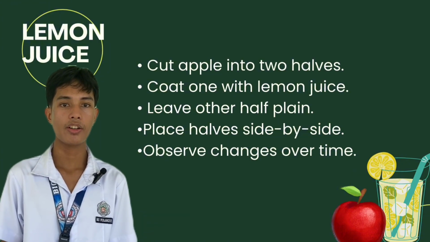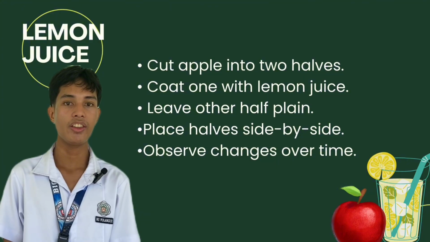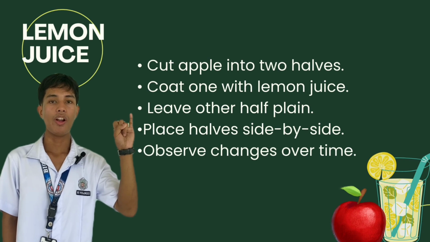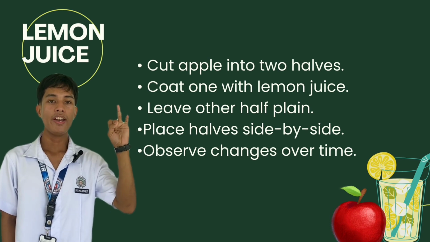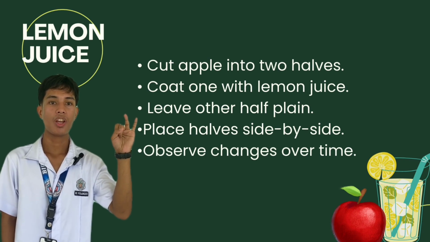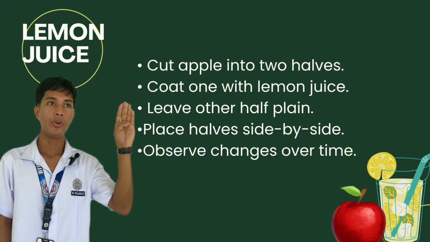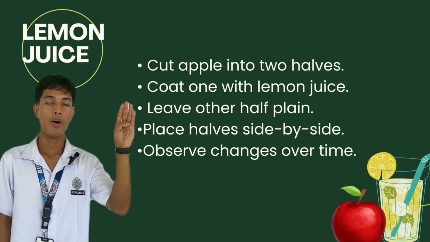So how does it work? Lemon juice is acidic. It has a low pH. Due to the presence of citric acid, this acidity inhibits the activity of the enzyme. For example, cut one apple into two equal halves. Coat one half with lemon juice. Leave the other half as it is or coat it with plain water. Place both halves side by side and observe over time.